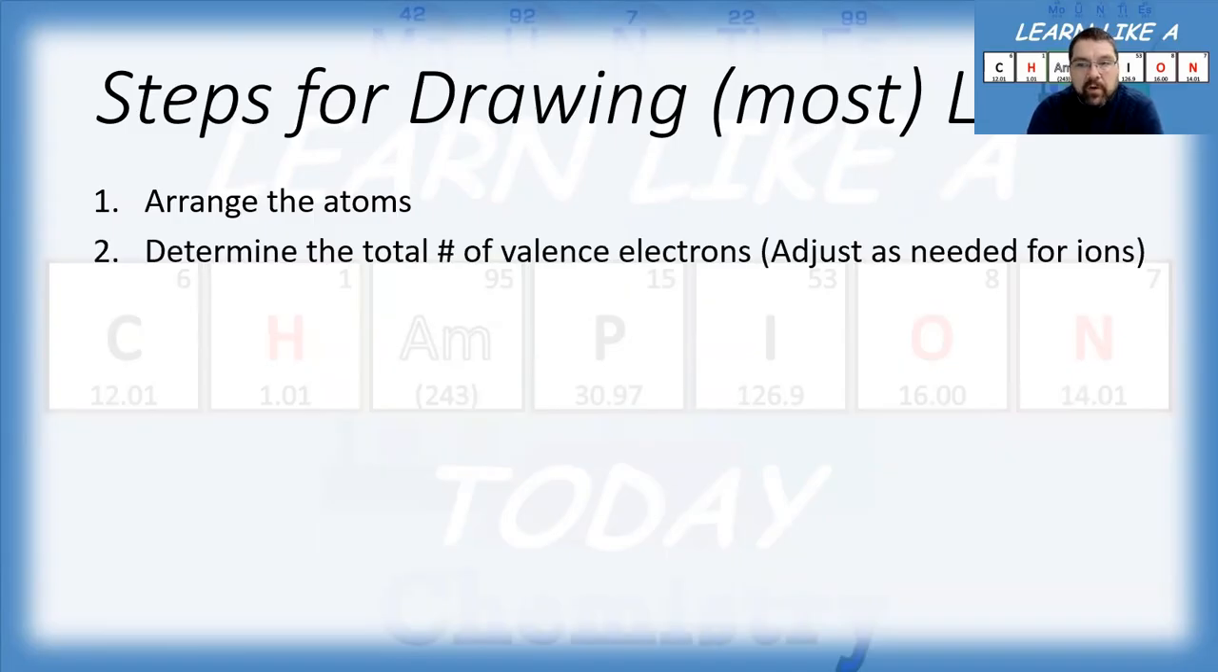Then you determine the total number of valence electrons. And for the 6 that you worked on yesterday, you wouldn't have needed to adjust as needed for ions, as it says here, but that will come into play today.